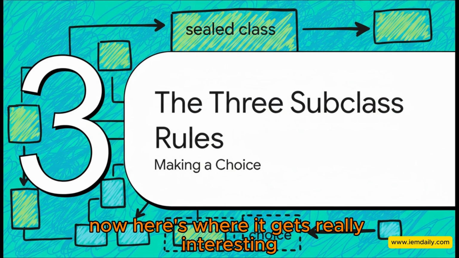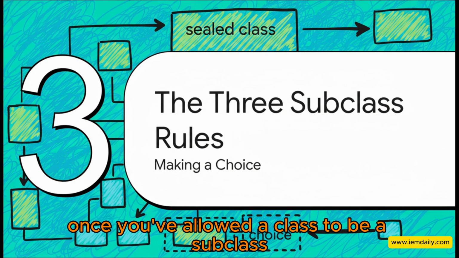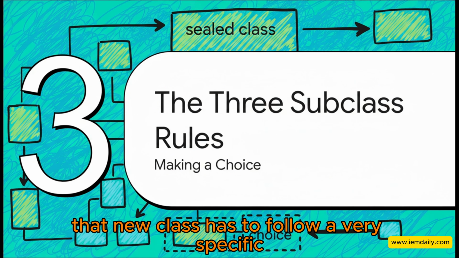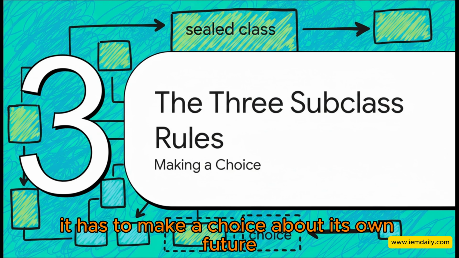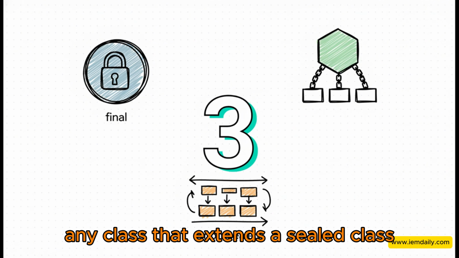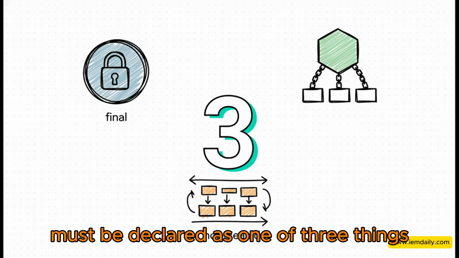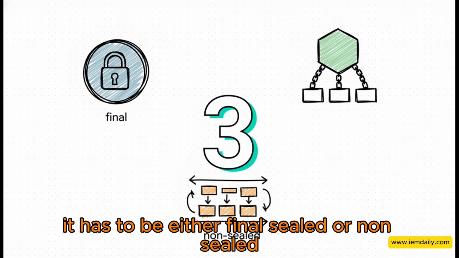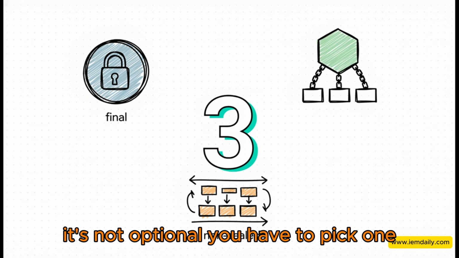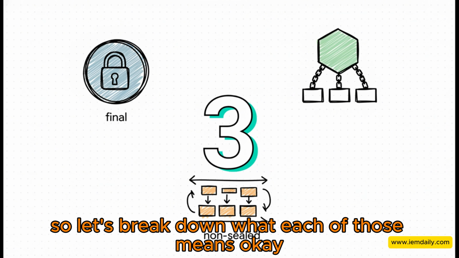Now here's where it gets really interesting. Once you've allowed a class to be a subclass, that new class has to follow a very specific set of rules. It has to make a choice about its own future. And this is a big one. Any class that extends a sealed class must be declared as one of 3 things. It has to be either final, sealed, or non-sealed. It's not optional. You have to pick one. So let's break down what each of those means.